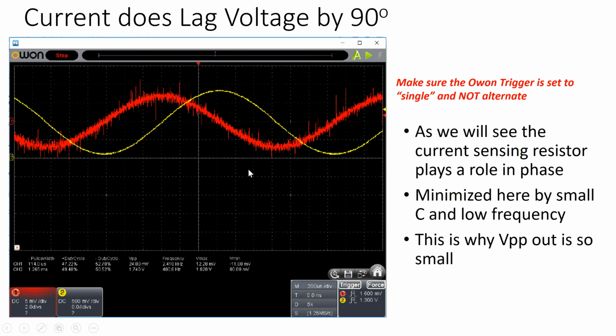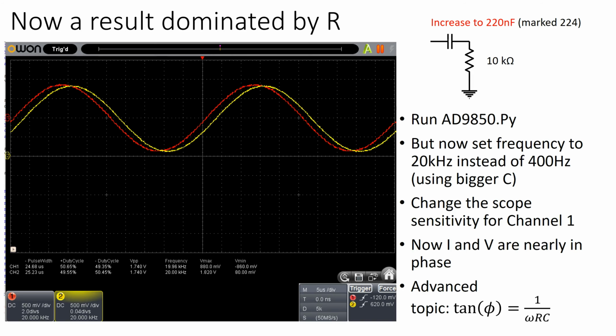Now, what happens if we aren't so careful about making sure that most of the voltage is dropped across the capacitor and not the resistor? So now what we're going to do is increase the capacitor to a much larger value, 220 nanofarads. And remember, the capacitive reactance is 1 over omega C. So we've increased omega C by a huge amount, by a factor of 1,000. And we're going to increase the frequency by a huge amount to 20 kilohertz from 400 hertz.